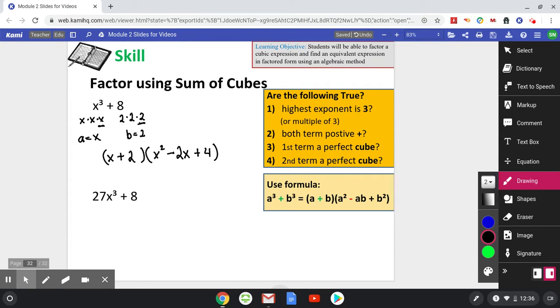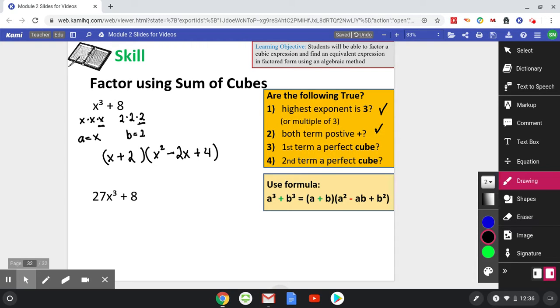Let's start with the first question. Step number 1. Highest exponent is 3 or a multiple of 3. And by the highest exponent, we are talking about the one on the variable. So x cubed, that's a 3. That one is true. Both terms are positive. We have a positive 27 and a positive 8. Second step is also true.